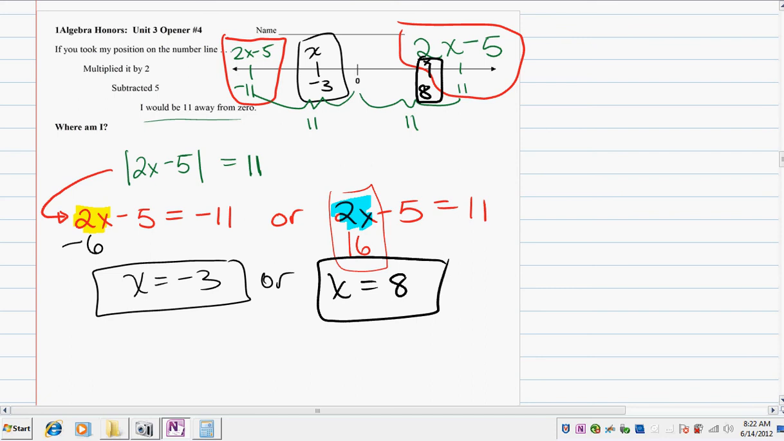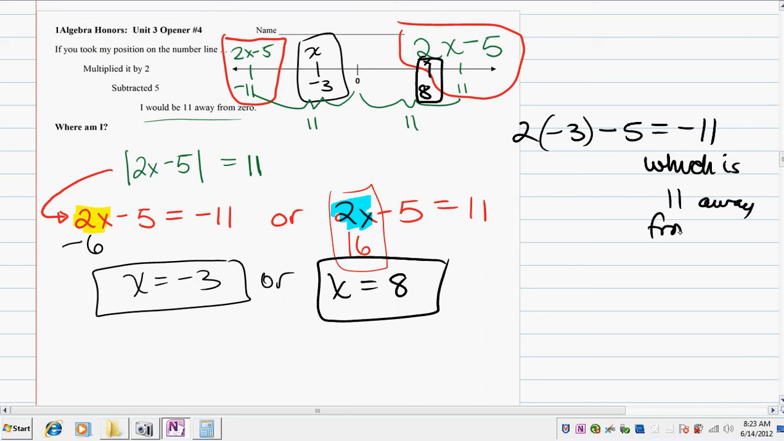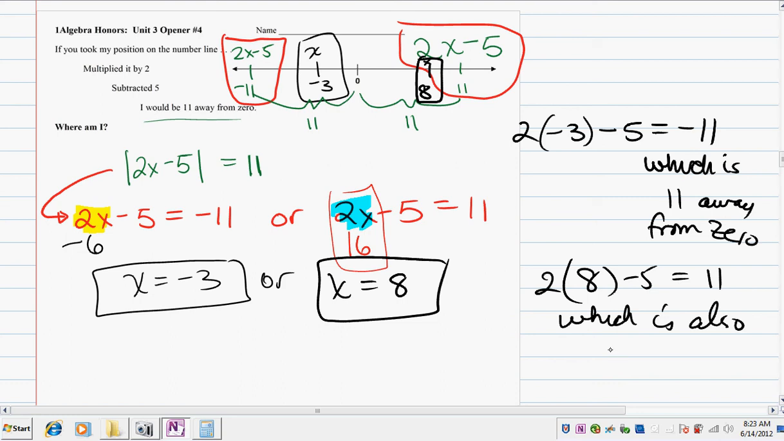And you can see that will work. If I took negative 3, doubled it, and then took 5 away from it, I would be at negative 11, which is 11 away from 0. Likewise, I could take 8, double it, take 5 away, and I would be at 11, which is also 11 away from 0.